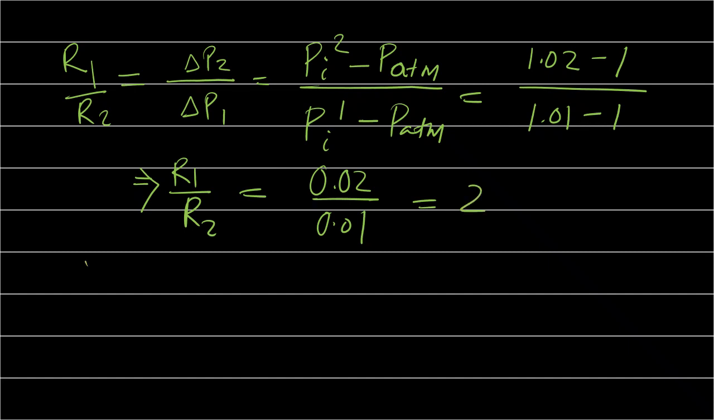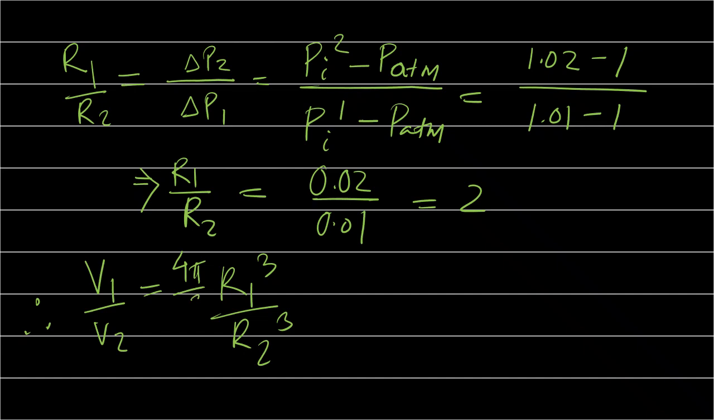So if we know V1 and V2 will be the cube, or 4 pi upon 3 in both numerator and denominator, that will be this 2 cubed. So V1 upon V2 is 8.